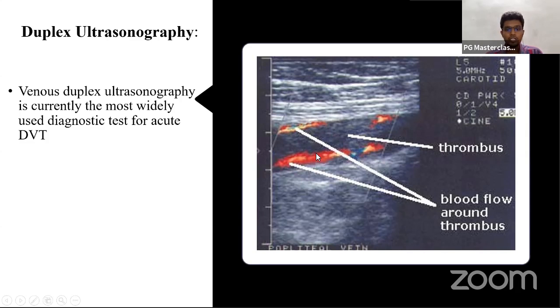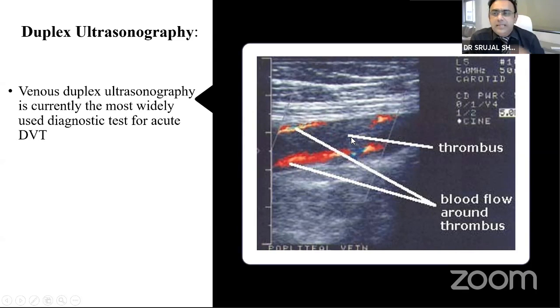Yes, sir. In duplex, in B mode we see the anatomy, the patency, and the thickness of the vessel wall. In M mode we see the flow, the Doppler perceptibility, and the velocity of the flow. In this image, the patency of the wall is present, but the Doppler perceptible flow shows there is only peripheral trickling of blood flowing around the thrombus. There is an avascular segment within the vein, which suggests the possibility of thrombus.